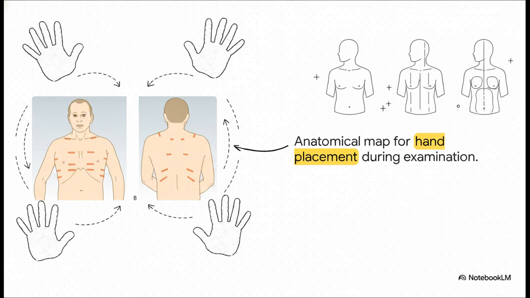It's not just a random pat-down, right? You have to check high up near the clavicles and low down near the diaphragm. The movement of your hands is going to be remarkably different for someone with a normal chest compared to a patient with, say, a hyperinflated barrel chest typical of COPD, or the heavily restricted movement you'd see with severe kyphoscoliosis.